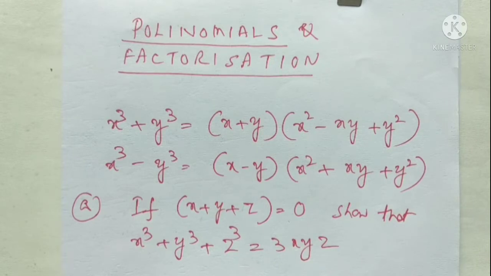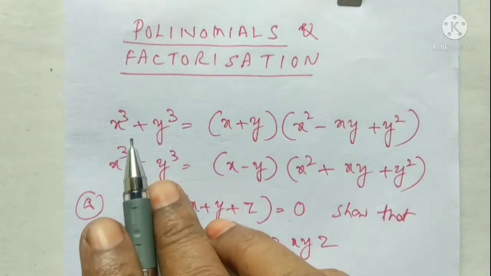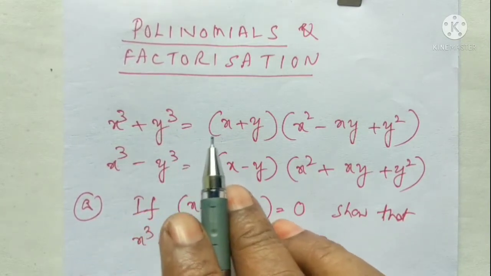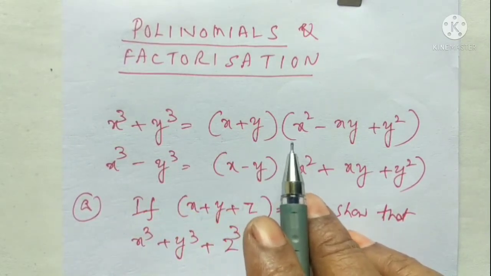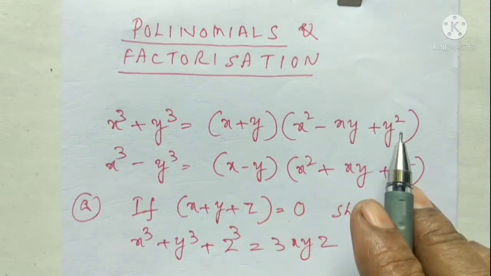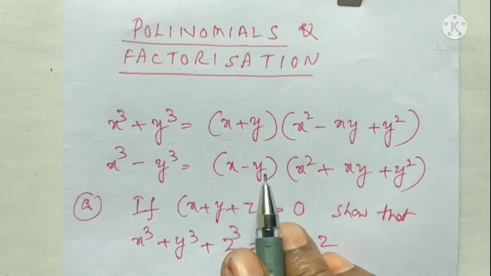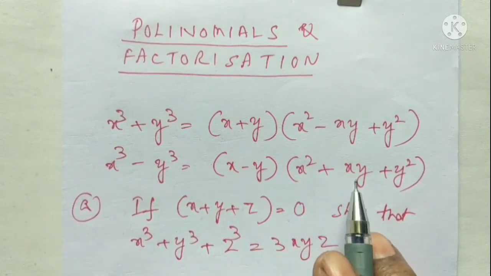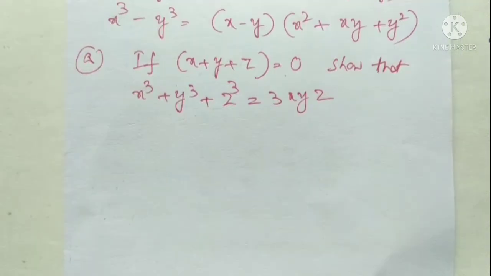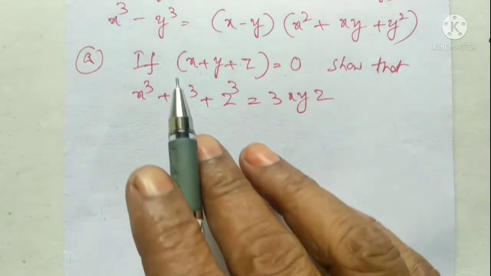Dear students, in the last session, we learned about the algebraic identities and factorization of the polynomials. In today's session, we see some more identities, that is x cube plus y cube is equal to x plus y into x square minus xy plus y square. Then x cube minus y cube is equal to x minus y into x square plus xy plus y square. By using the algebraic identities, let us try to solve some of the examples.